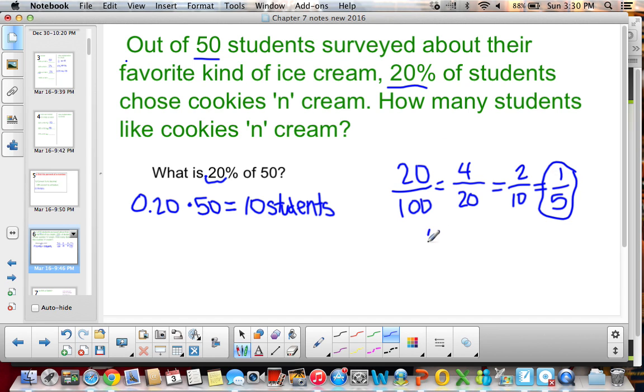So now what we do is we take 1/5 and we multiply it times 50. Remember, when we're multiplying fractions by whole numbers, we want to get a 1 in our denominator. So 1 times 50, and then 5 times 1. So 50 divided by 5 would be 10. So you get the same answer whether you convert to a decimal or to a fraction, you still would get 10 students.